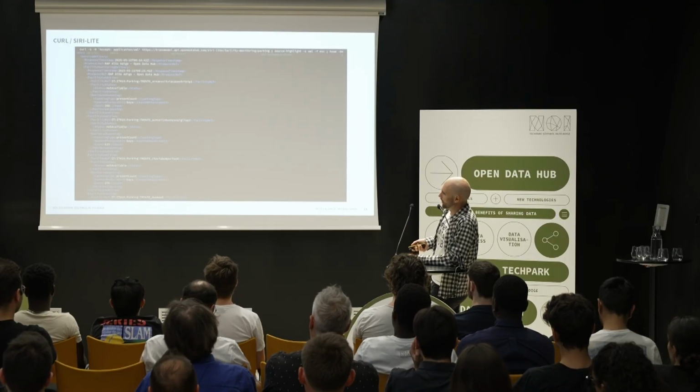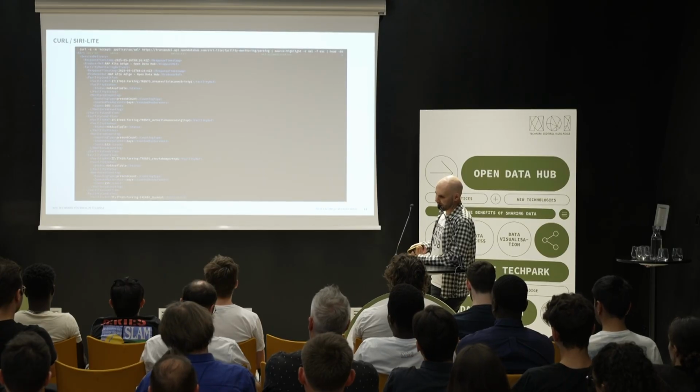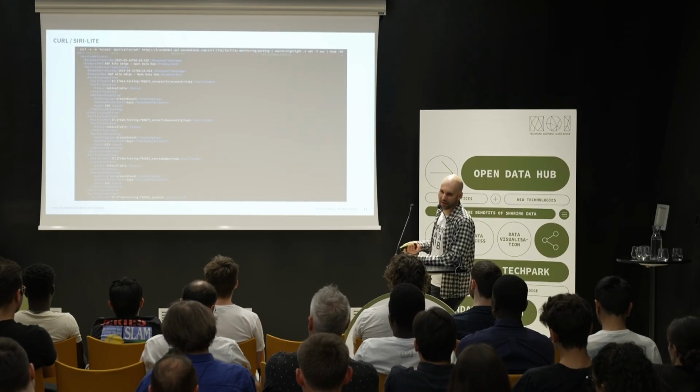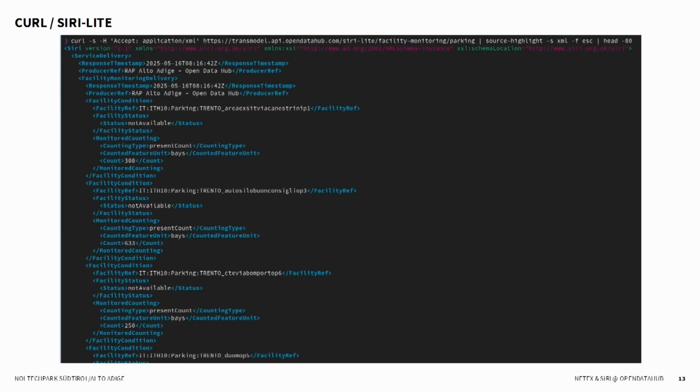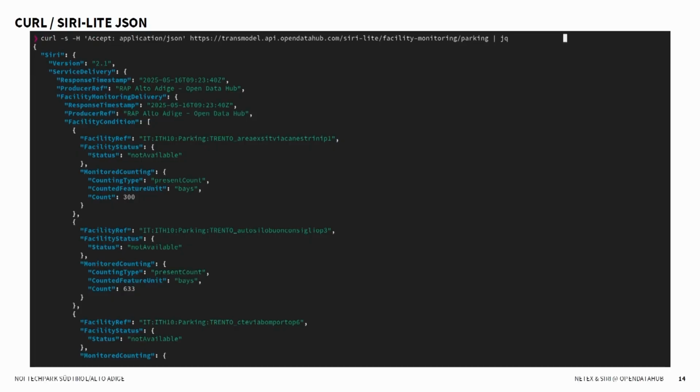Same stuff for SIRI-Lite. So our API actually can do both. You just pass an HTTP header, and then you can say if you want an XML or if you want a JSON, and it respects it and gives you the XML, or in this case, the JSON. So you see it's just a one-to-one mapping of the structure.